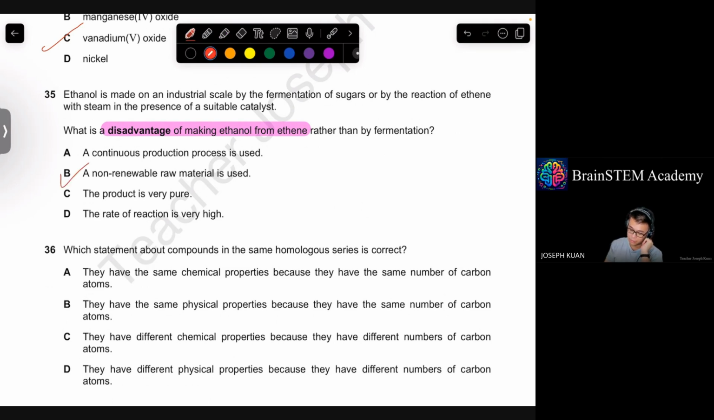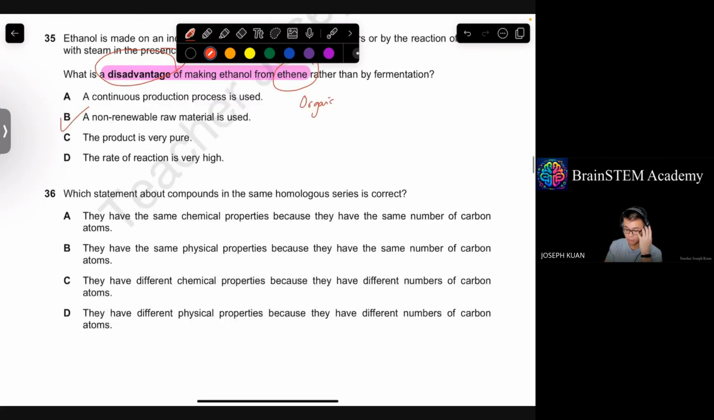Right? This is organic fuel, which is taken, if you're talking about the source, from the earth, like the, what do you call it? The crude oil. Right? So there's a limit of how much we have. So it's a non-renewable raw material. Right? So there's a disadvantage. Pretty straightforward, right?